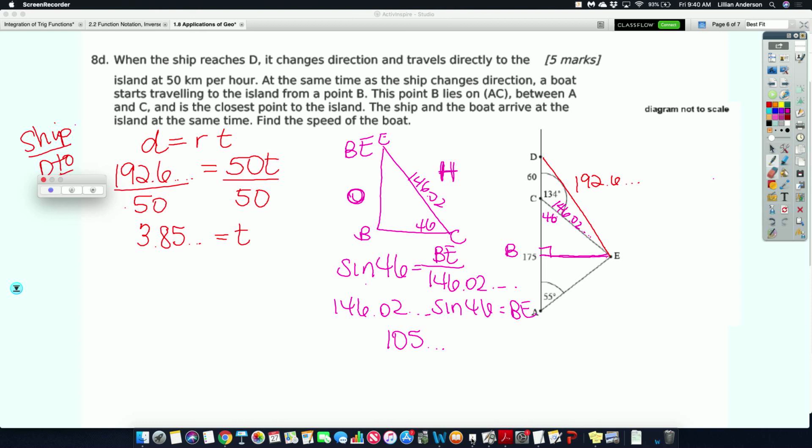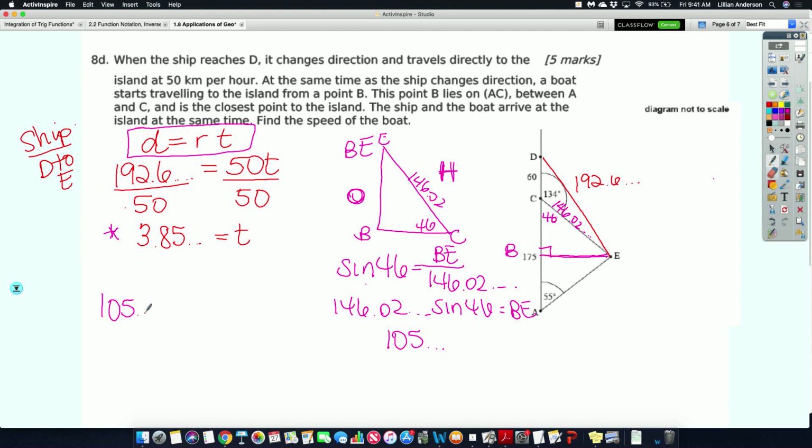So now we have what we need to find the speed of the boat. So again, we're going to use the same formula here to help us figure out the speed of the boat. Because now we know how far apart B is from E. And since the boat and the ship got to the island at the same time, we know the time as well. We found the time right here. So we plug in what we know. That's 105 and some change is equal to R times 3.85. We can find how fast the boat was going by doing what?